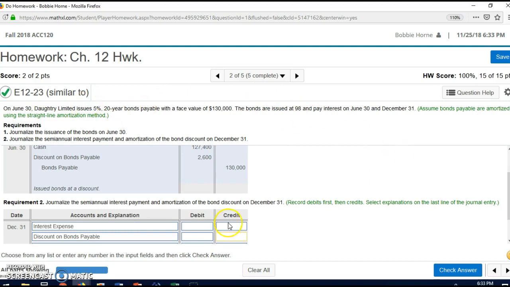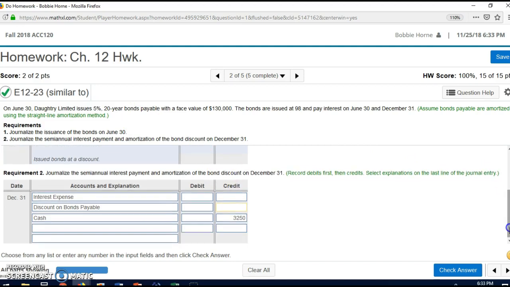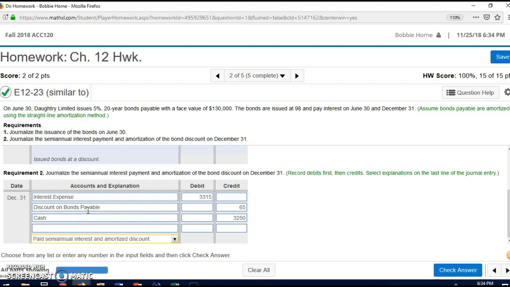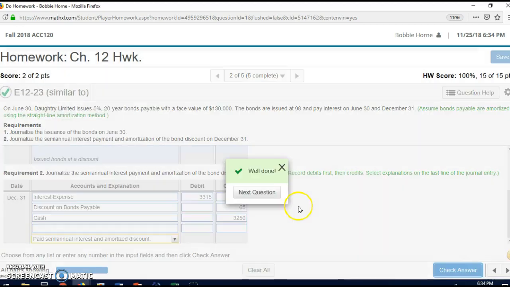So there's 40 interest payments. Take 2,600 and divide that by 40, and we're going to amortize the discount $65 each payment. To get the interest expense, it's just a plug number. Add these two together, the amount of the interest payment plus the discount amortized, and our interest expense would be $33.15. And this is to pay semi-annual interest and amortize the discount.